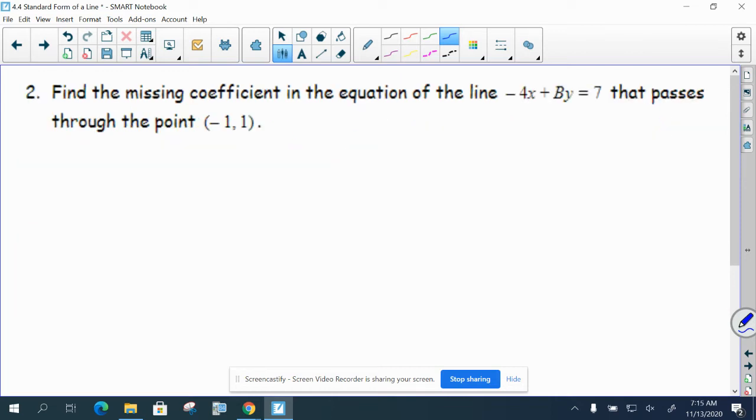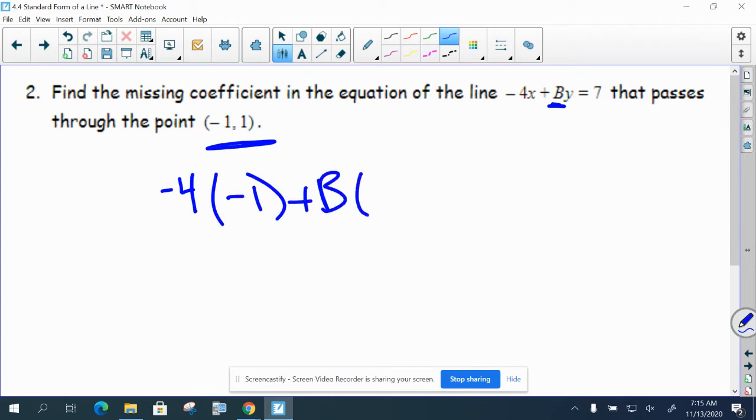All right, number 2, find the missing coefficient in the equation. Okay, so now we're finding b, for a line that passes through this point. All right, so once again, let's plug in what you know. So you know -4, and then you know the x is -1, plus b, the y is 1, equals 7.